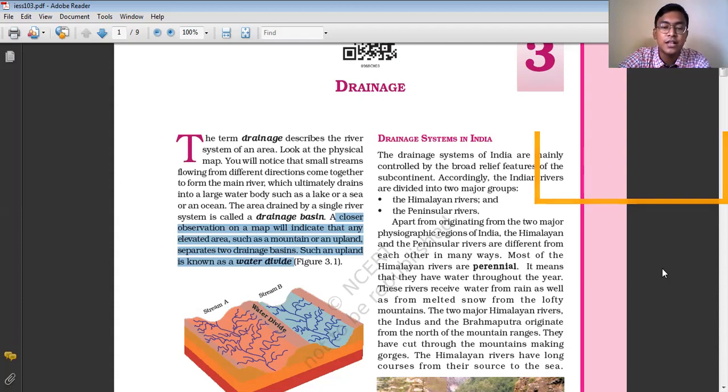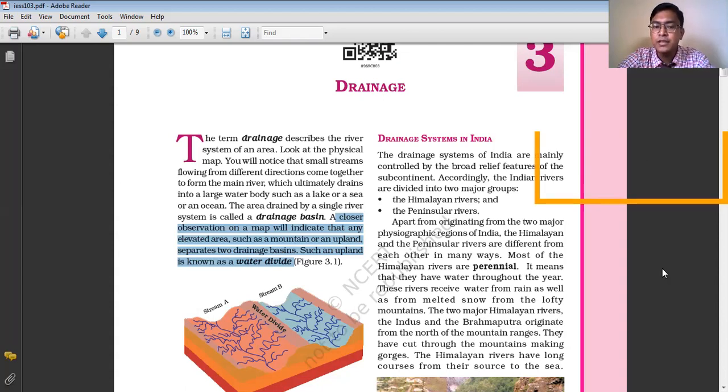It divides the drainage basin into two drainage basins. That is why it is known as a water divide. Like in the case of Jammu and Kashmir, the northwestern part of Jammu and Kashmir is mainly drained by the Indus River, and the southern part of Jammu and Kashmir is mainly drained by the Satluj River.